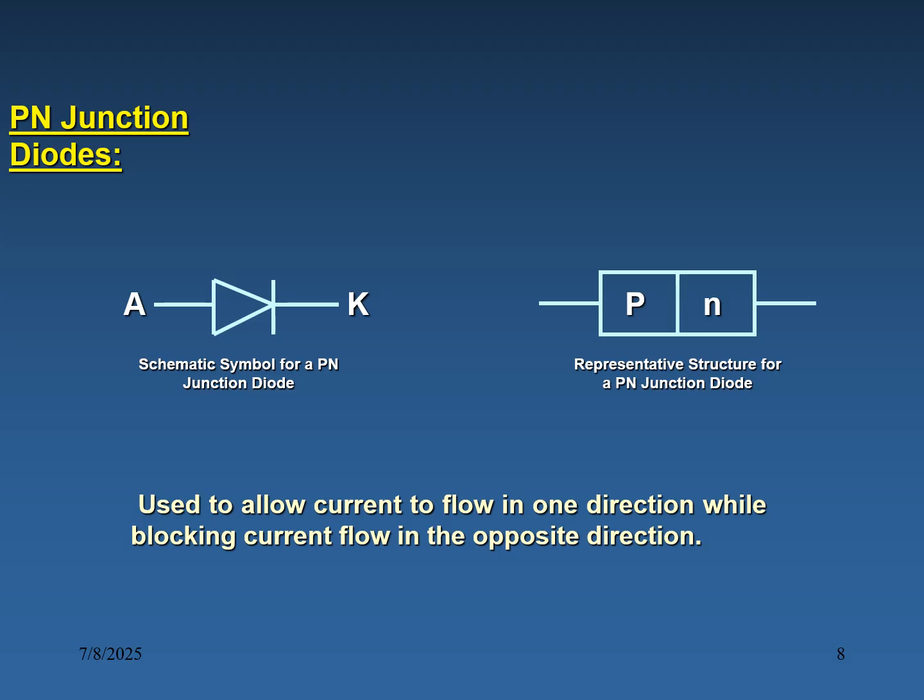This is the schematic symbol for the PN junction diode, with anode and cathode: P-type material here, N-type material here. That is the structural representation, and this is the symbolic representation. So now we can define a diode. A diode is a two-terminal device which allows the current to flow in one direction while blocking the current flow in the opposite direction.